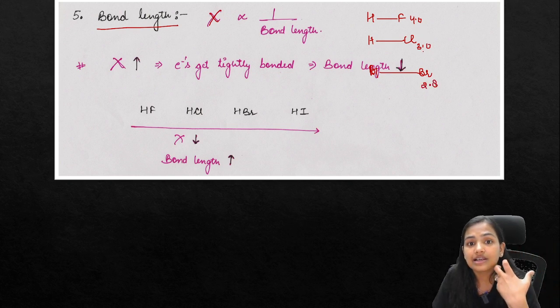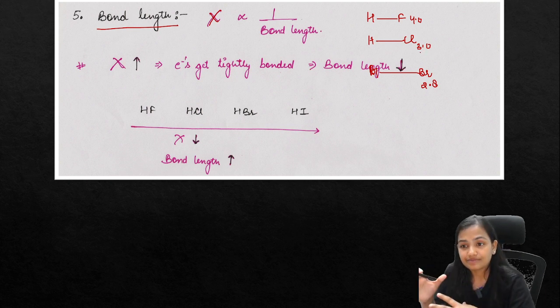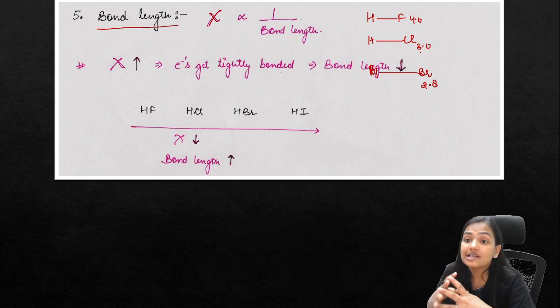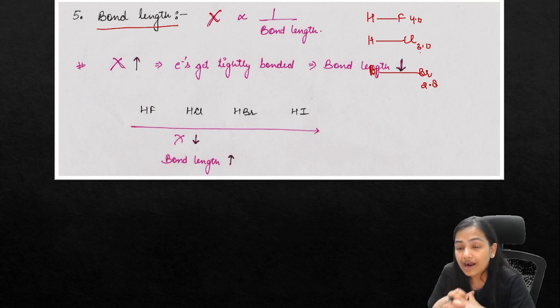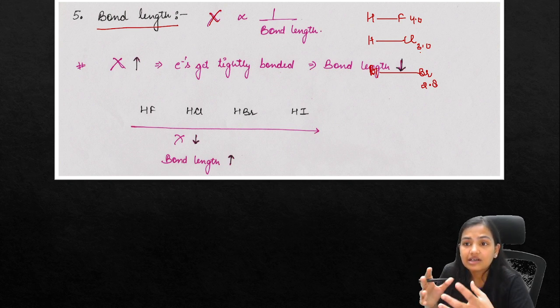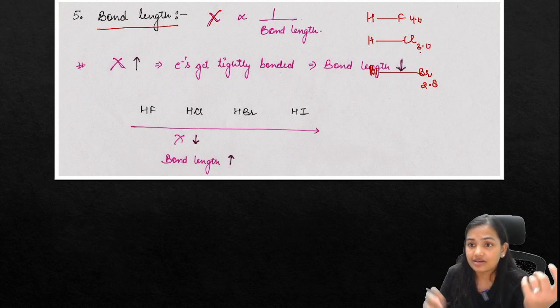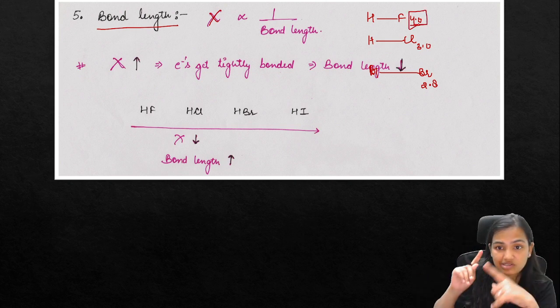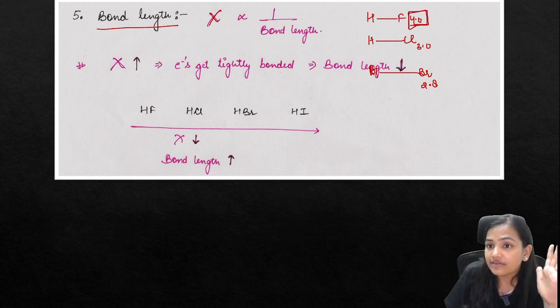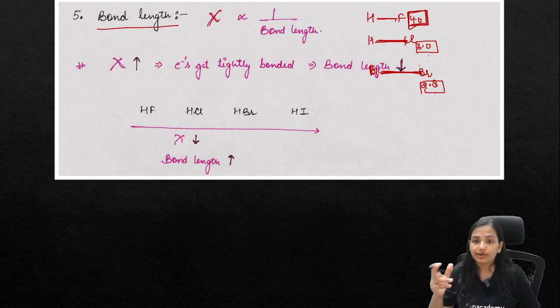So here, as the electronegativity increases, the bond length decreases. Why is it so? Let me repeat: if the electronegativity values decrease, the bond length increases. I'm just correcting myself if I'm wrong somewhere. The electronegativity values are decreasing, this is 4, 3, 2.8, so the bond length was shorter, and here the bond length becomes longer. So what's the reason behind it?